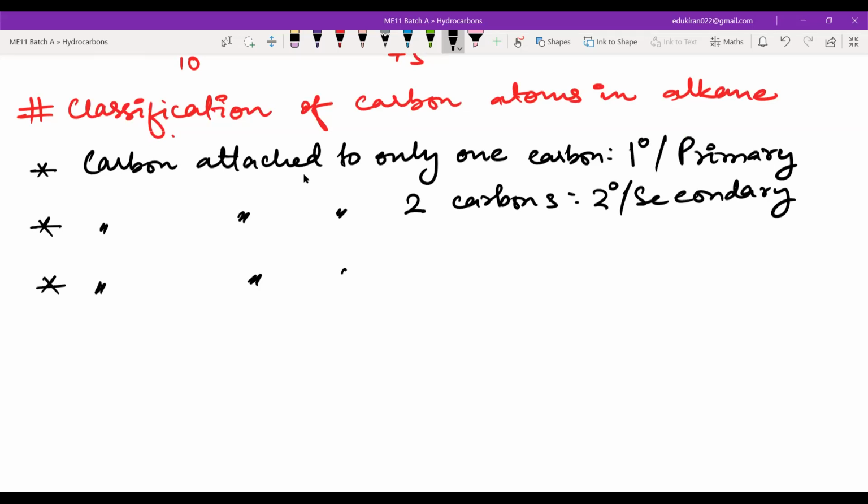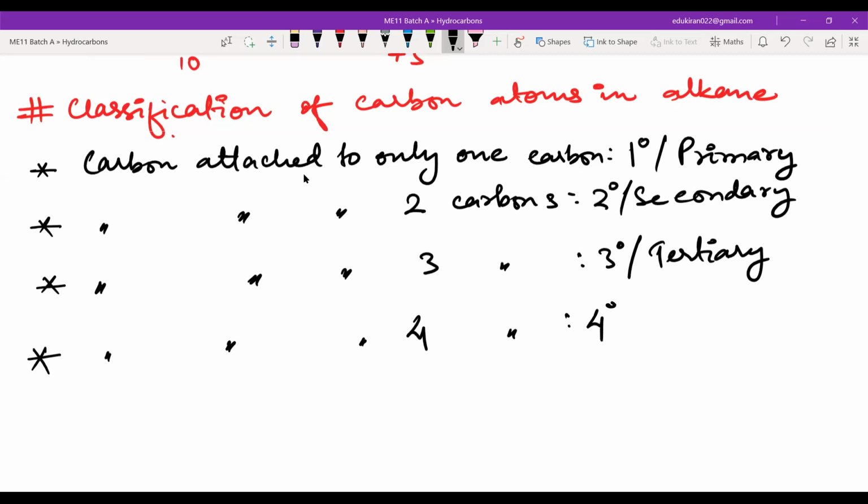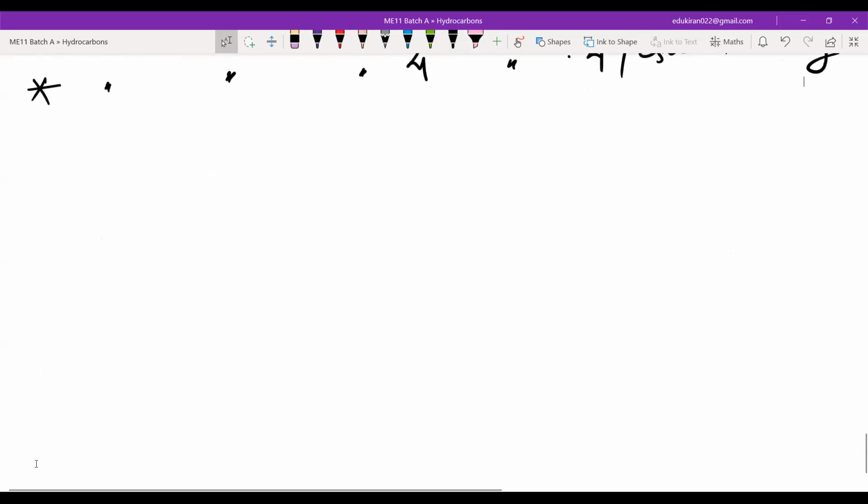We have carbon attached to 3 carbons, then it is 3 degree, or tertiary carbon. If you have carbon attached to 4 carbons, it is known as 4 degree or quaternary. Okay, so 1 carbon, then 1 degree, 2 carbon, then 2 degree, 3 carbon, then 3 degree, 4 carbon, then 4 degree. Fine. Now I will write some questions.